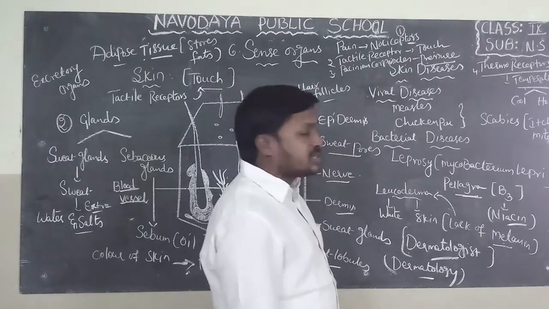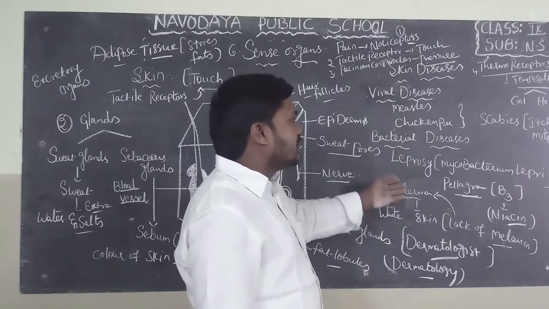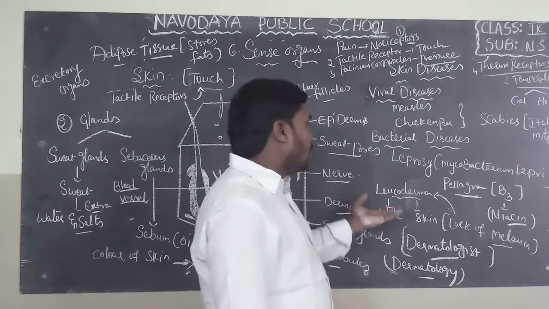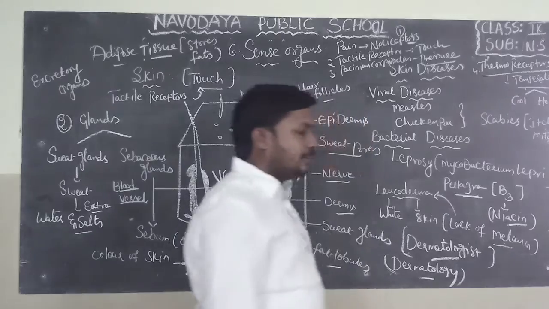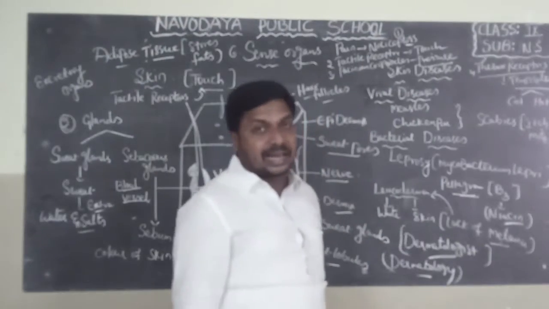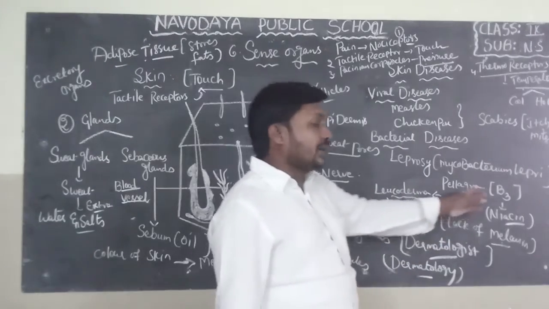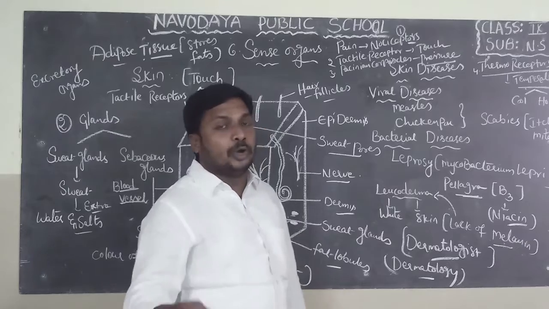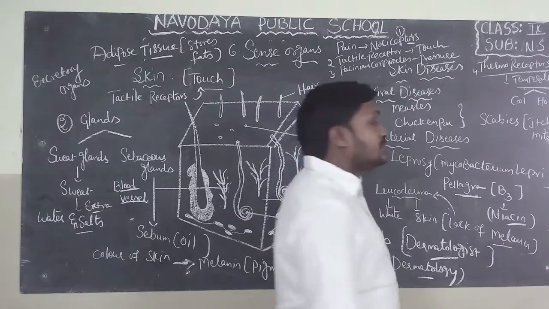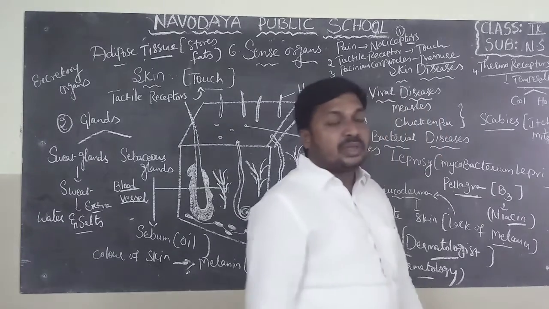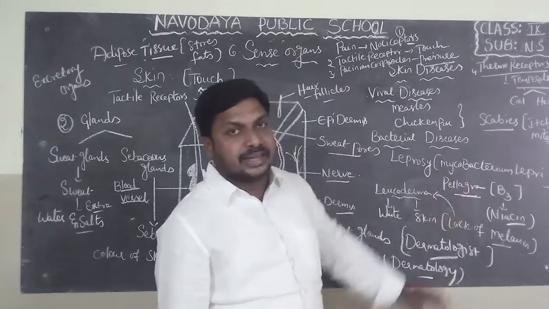So these are the diseases which occur to skin. Viral diseases like measles, chickenpox, bacterial diseases like leprosy, and leukoderma, a disease which occurs due to lack of melanin pigment. Another disease is pellagra, also a skin disease, which occurs due to lack of vitamin B3 niacin. In some people this vitamin is not present in the body, causing pellagra. Scabies is also a disease caused by the micro-arthropod itch mite. So this is about skin diseases.